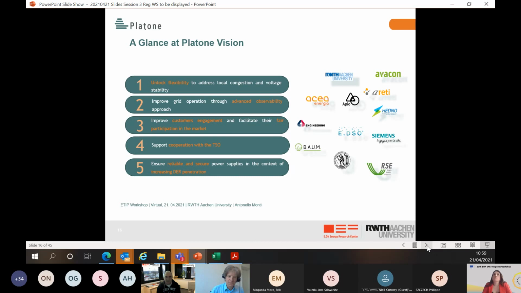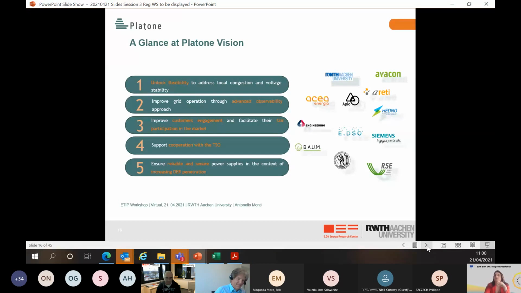And what we want to achieve is a fair customer engagement. So we want to facilitate the participation of customers in every possible market. This has to be done clearly in cooperation with the TSO and at the same time while providing secure operation at the DSO level. As you can see also from the partner, it is a project very much focused on DSO activities, and we have 3 major demonstrations in 3 large DSOs, which is Areti in Italy, Hedno in Greece and Avacon in Germany.